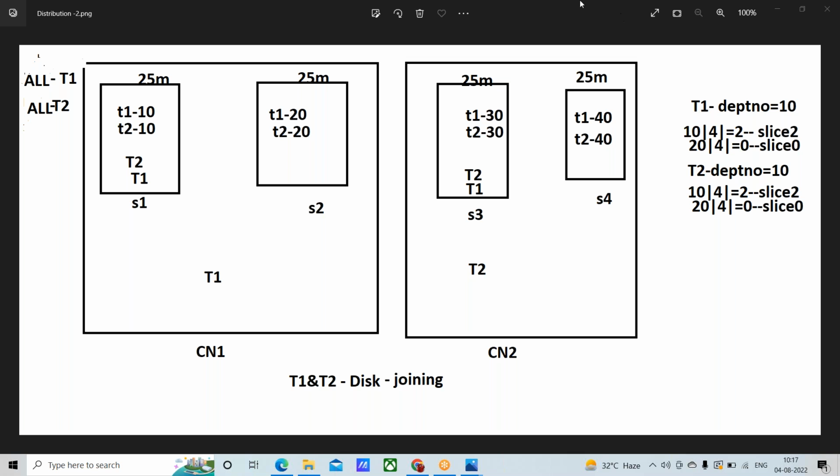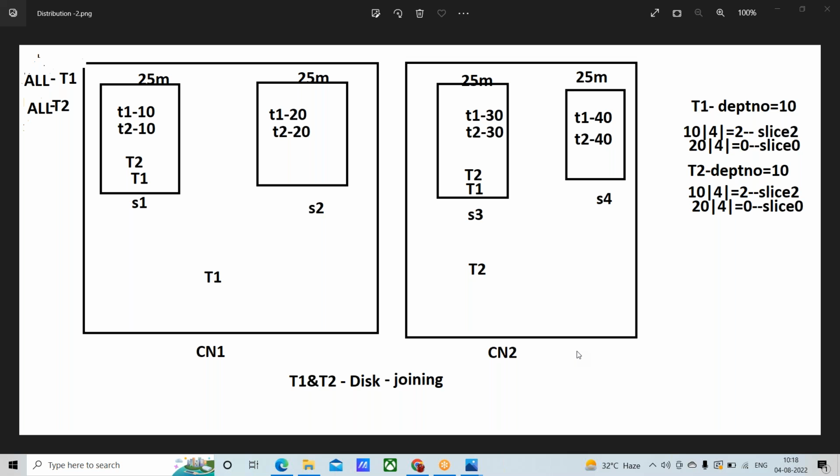Yesterday, sir, you asked one question, right? If a table has data 100% unique... Just a second. Am I not audible, sir? I lost you. Yes, sir, I had put myself on mute.